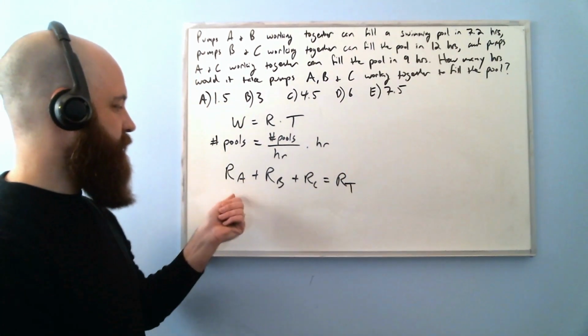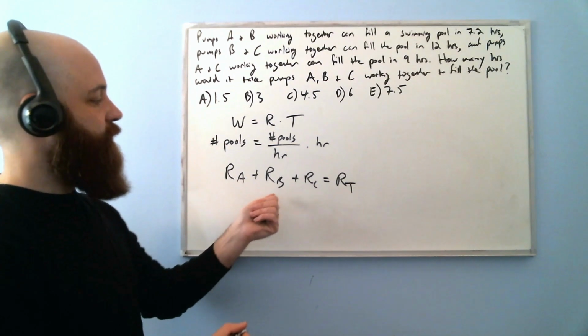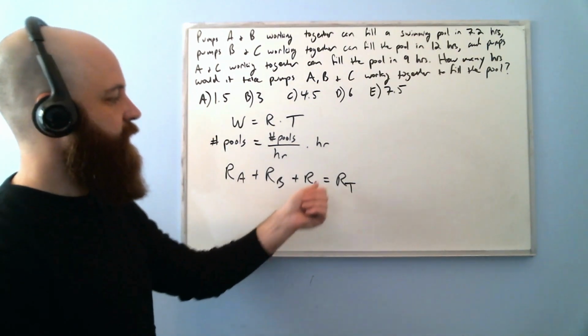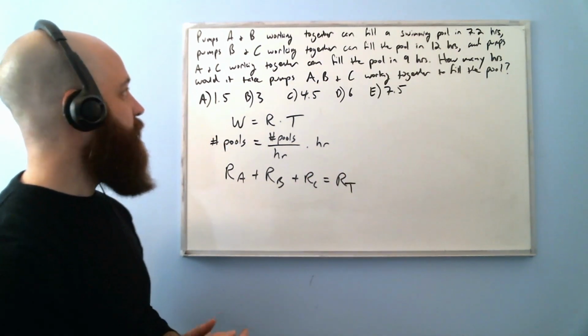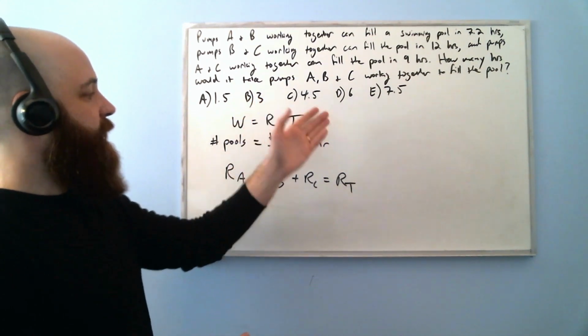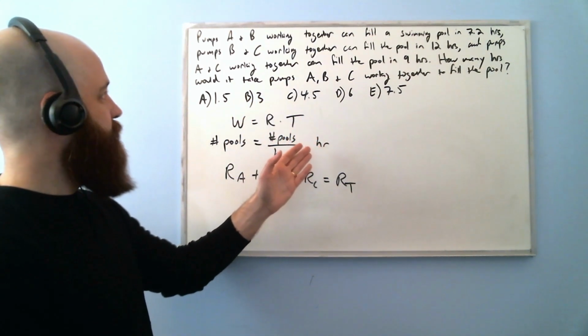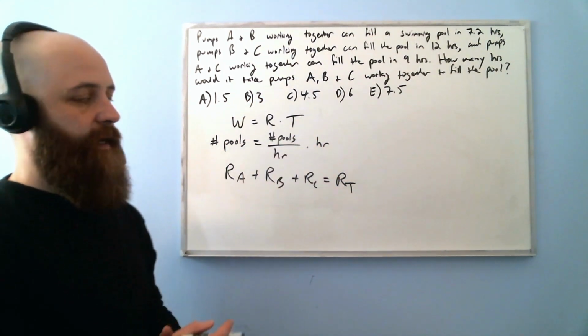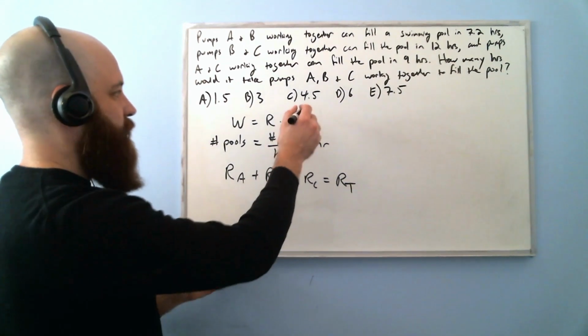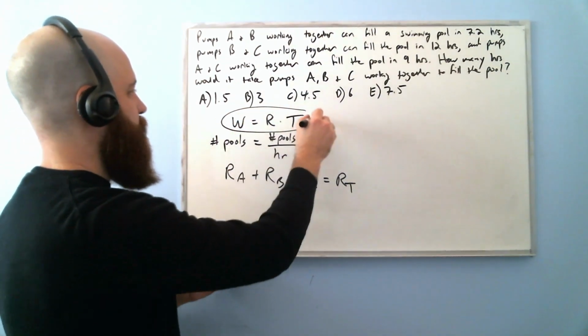So the rate of machine A, or in this case pump A, plus pump B, plus the rate of pump C, gives me the rate of all of them working together. And what I want to know is how many hours, or what's the time, to fill one pool when they're all working together. Okay, so let me plug that into this equation here.